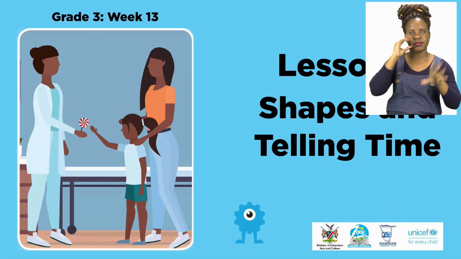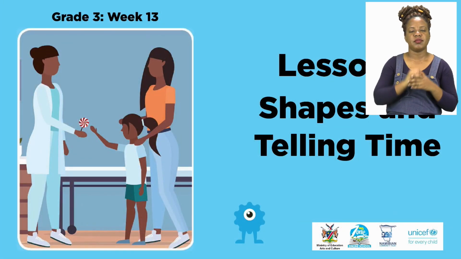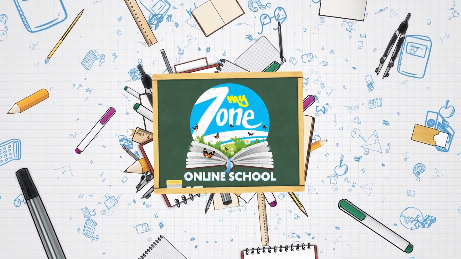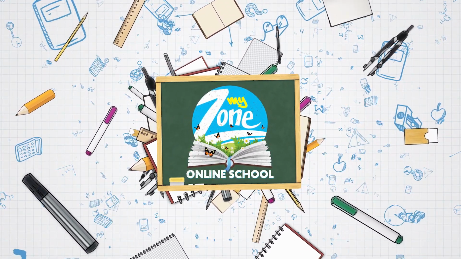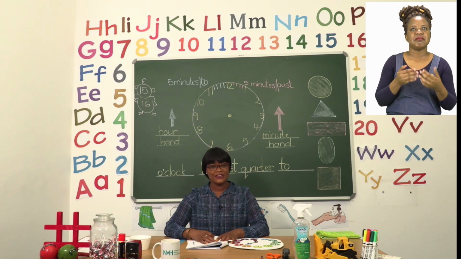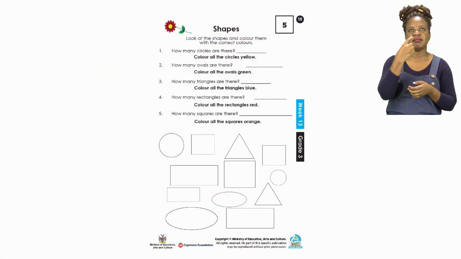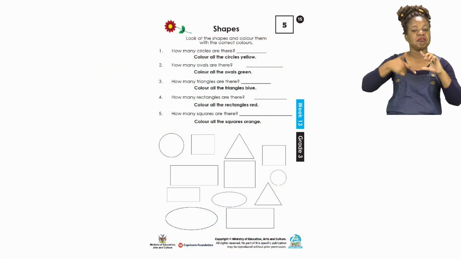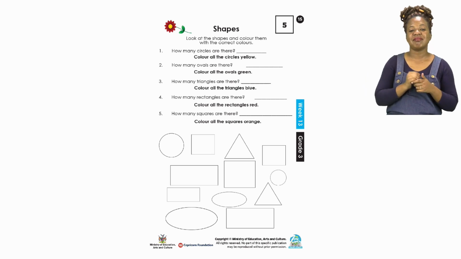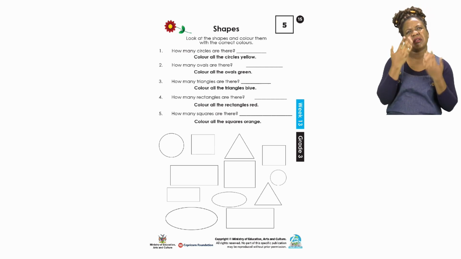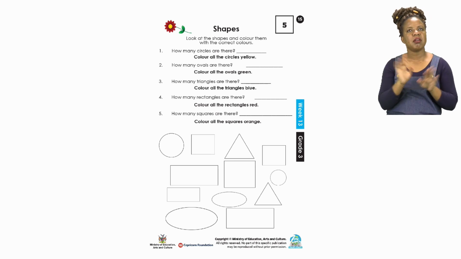For today's lesson, we will be talking about shapes and telling time. For our exercise now, boys and girls, let's all turn to page 15. On page 15, we will be doing shapes. Now, I already know that you know what the shapes are and their properties, but today we're going to do something a little bit simpler. We are going to color the shape and then say how many of that shape we have.